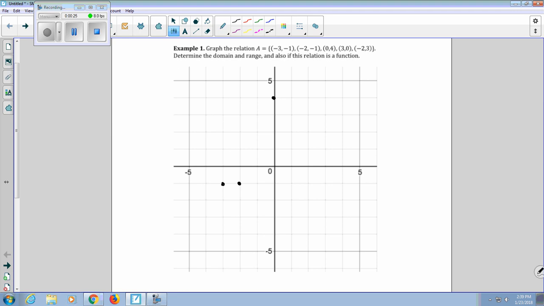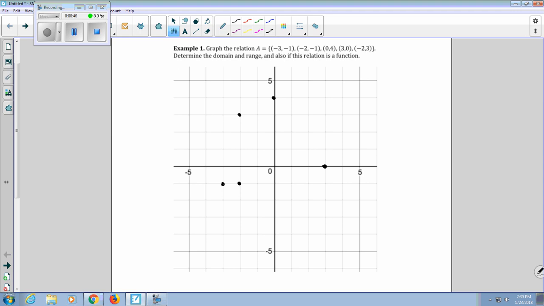Okay, we have 3, 0, so that's 3 to the right, but we don't go up or down. And then, okay, we get -2 again, and we go up this time to 3. And we're done. This is our relation. Next is, what is the domain and range of this thing?